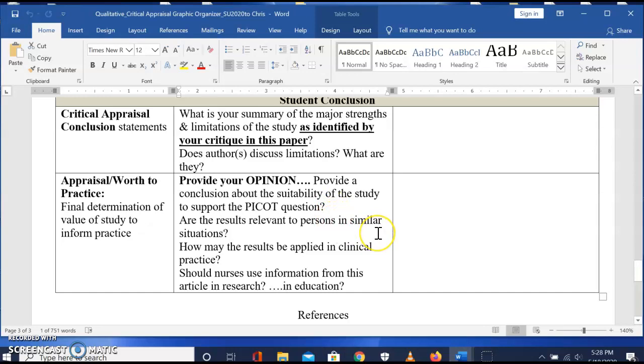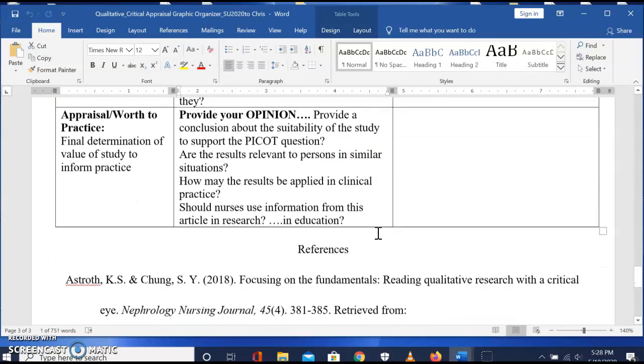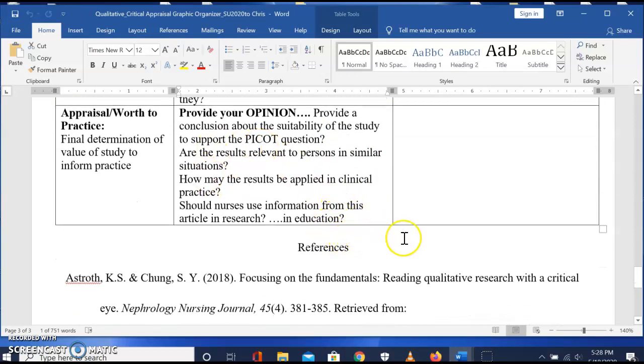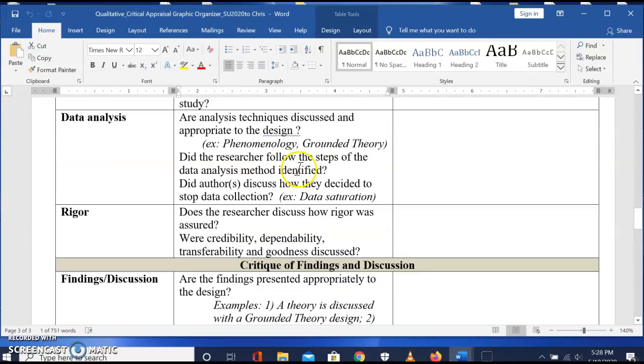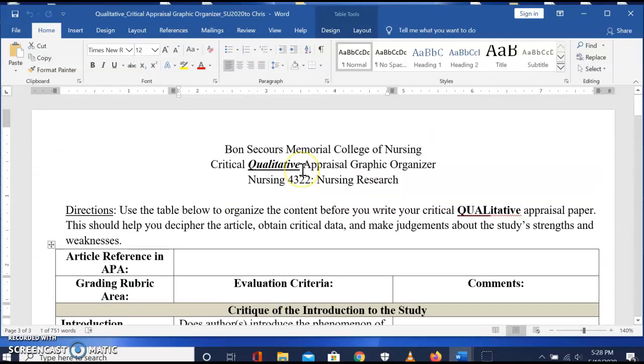So this is the end of this graphic organizer. We want you to answer all of these questions in the paper. And all of these questions are in the rubric of what we will be grading. So you'll be able to look those up and be able to do well on your paper.